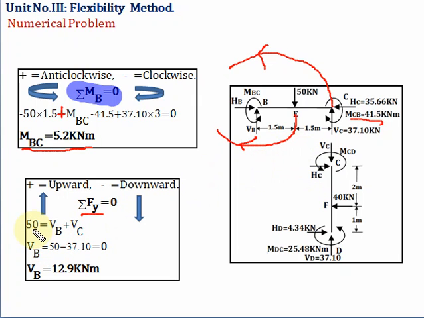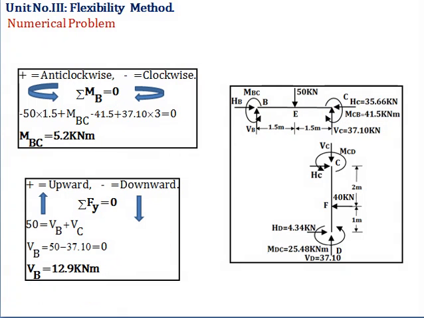So here 50 is the vertical force acting downward, equal to VB plus VC. Now here we know the value of VC, that is 37.10. So 50 minus 37.10, we get the vertical reaction at B, that is 12.9. After finding the value at support B, we'll find out the horizontal reaction at B, which is equal to the horizontal reaction at C. So HB will be equal to 35.66.